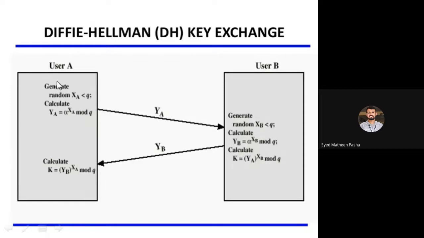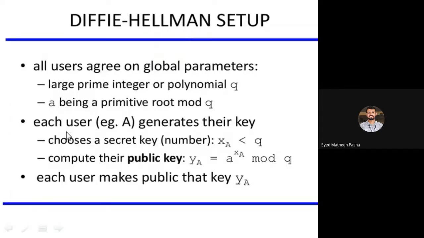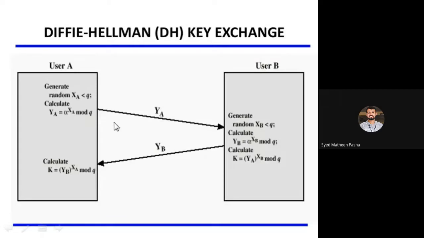There is one user called user A as well as user B. So what happens here? First, user A generates XA, that is a random XA which should be lesser than Q. Then he will calculate YA, that is your public part, the public key. Do remember only two steps we include here: assumption of XA, as well as calculating YA. You are done with this part now.